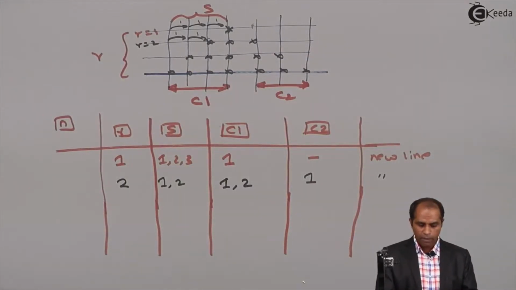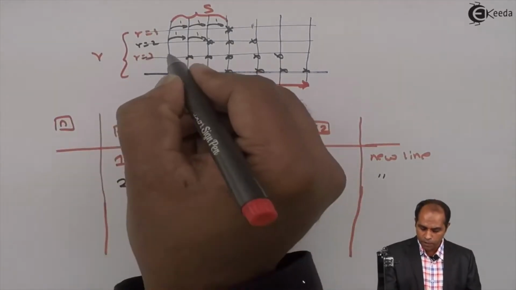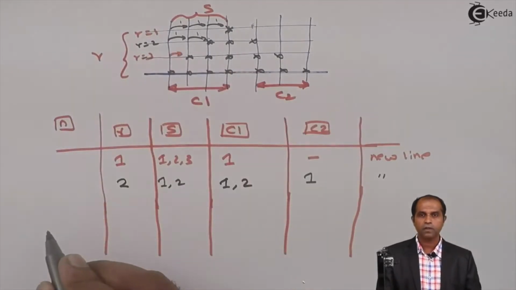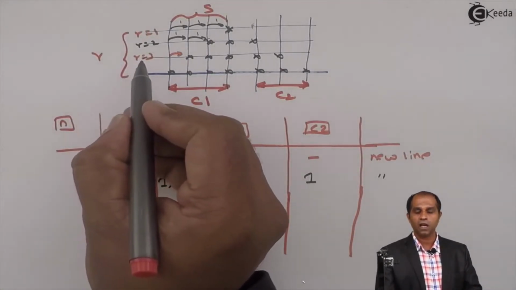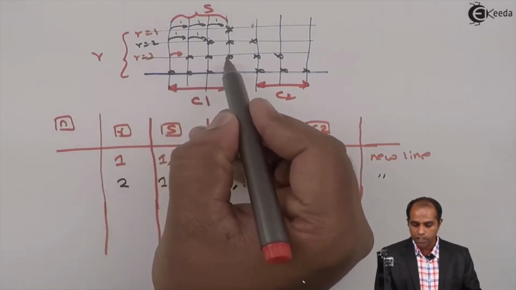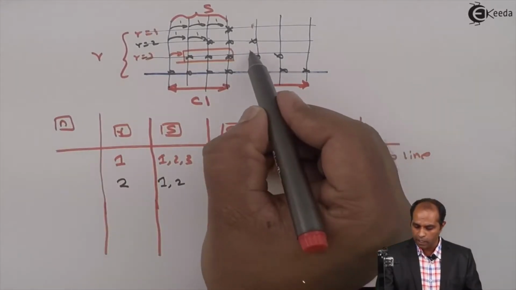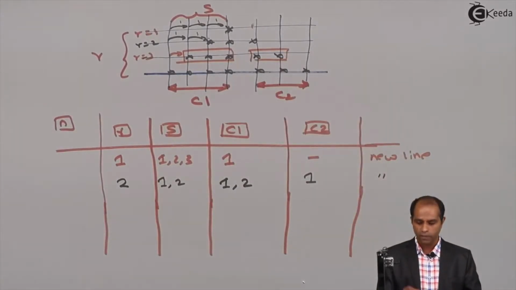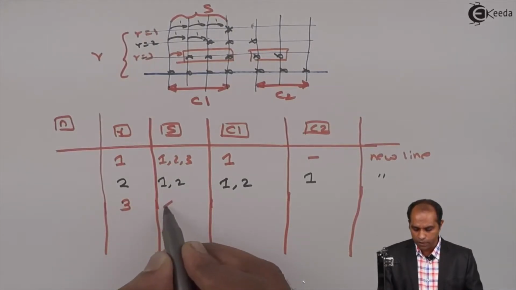Now when r is 3, how many spaces are we going to leave? Only 1 space. Say it along with me. R is now 3. So how many spaces? 1 space. How many characters for C1? C1 will have 3 characters. And how many characters for C2? C2 will have 2 characters. Let's write it. When R is 3, how many spaces? Only 1.